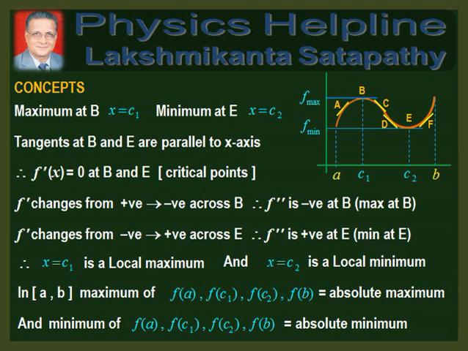When we are required to find the absolute maximum and minimum values of a function in a closed interval [a, b], the function is defined at x is equal to a and x is equal to b. Therefore, we find the values of f of c1, f of c2, f of a and f of b. Then the maximum of these values gives the absolute maximum value and the minimum of these values gives the absolute minimum value of f(x) in the given closed interval. Now we are in a position to solve the problems in the question using these concepts.